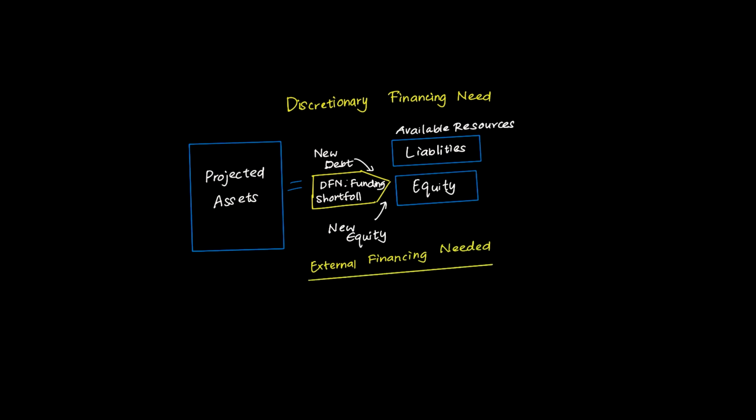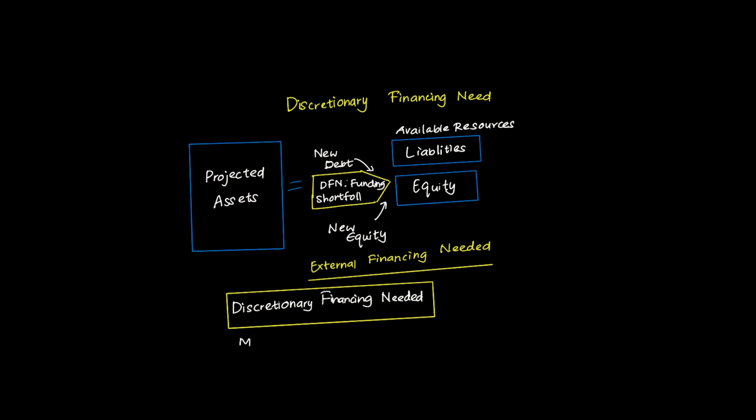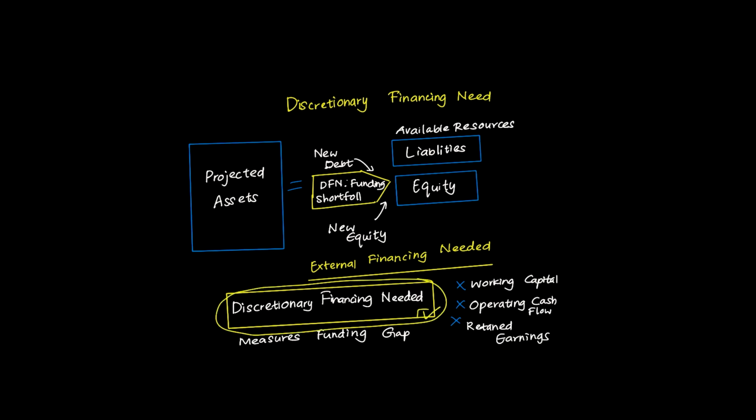Discretionary financing need specifically measures the external funding shortfall for projects. This is different from working capital, which measures current assets minus current liabilities for day-to-day operations. It's not operating cash flow, which measures cash generated from business operations. And it's not retained earnings, which is just one possible source of funding. Discretionary financing need is the measurement tool that quantifies the total funding gap, requiring external financing decisions.